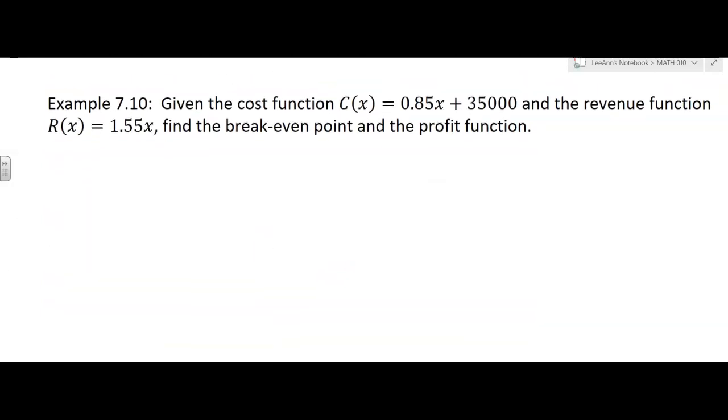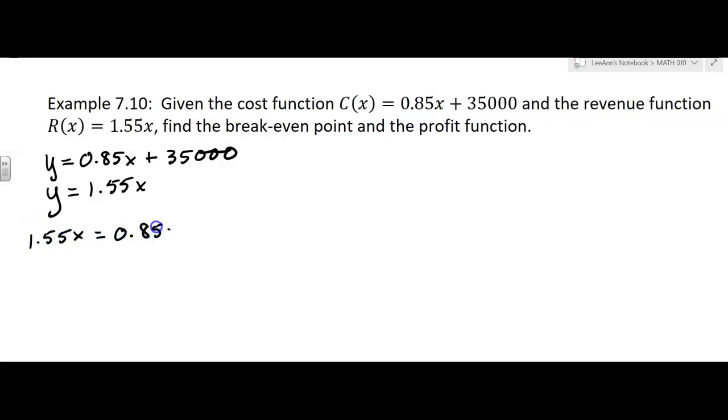So they give us the cost function here. Given the cost function, C of X equals, and the revenue function, R of X equals, find the break-even point. So we're finding when, if you wanted to write it with the Y and X notation, you'd have Y equals 0.85X plus 35,000. You want the outputs to be the same, so that's why we can use the same Y. And so if we set up our cost function that way and our revenue function, we can use substitution. We're just going to set them equal to each other, because that's what we're looking for.